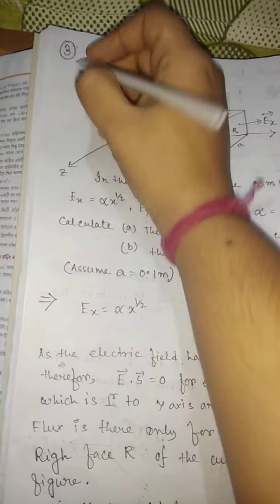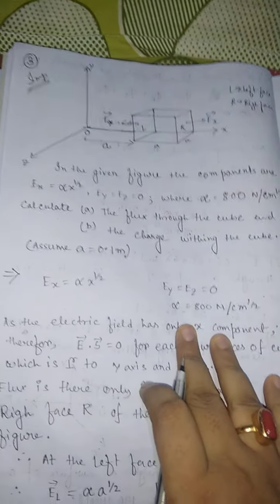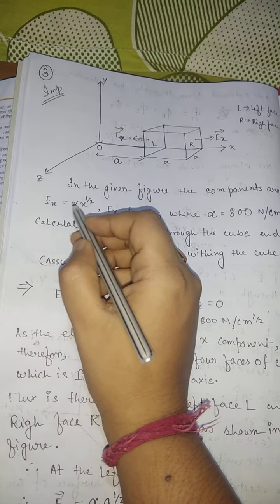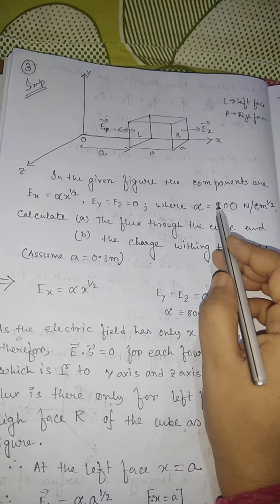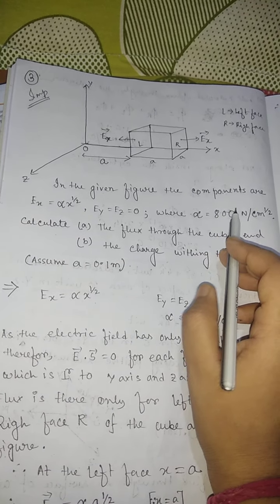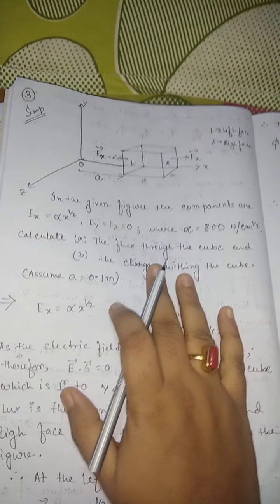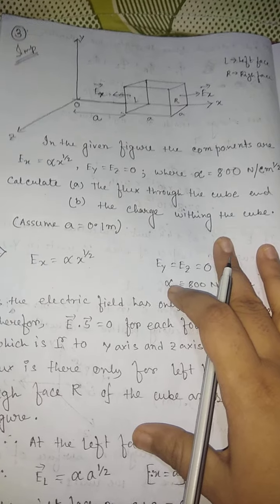Next, third numerical. This is also a very important numerical. Many times it will come in board exams. Just the equation is different. Sometimes Ex equals alpha x only. Sometimes the alpha value is 500, sometimes 800, sometimes 100, 500. Just the values change, but if you know the process, then you can easily solve this one.